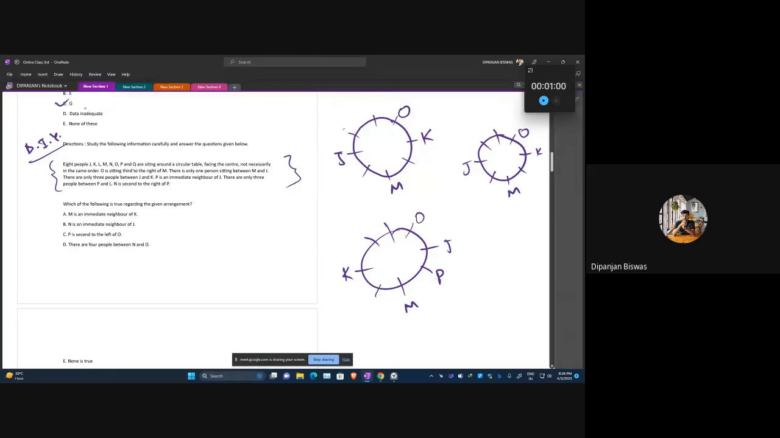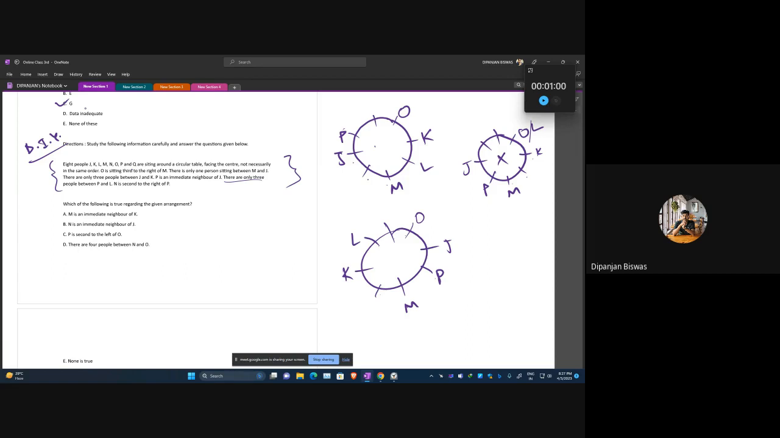In one possibility, I'm just taking P here, and in another, I'm taking P here. In the next one, there are only 3 people sitting between P and L. So if 3 people are sitting between P and L, so 1, 2, 3, L should come here, but this place is already occupied, so it has been cancelled. Again, in these possibilities, leaving 3 people, L should come here. And in these possibilities, leaving 3 people, L should come here.